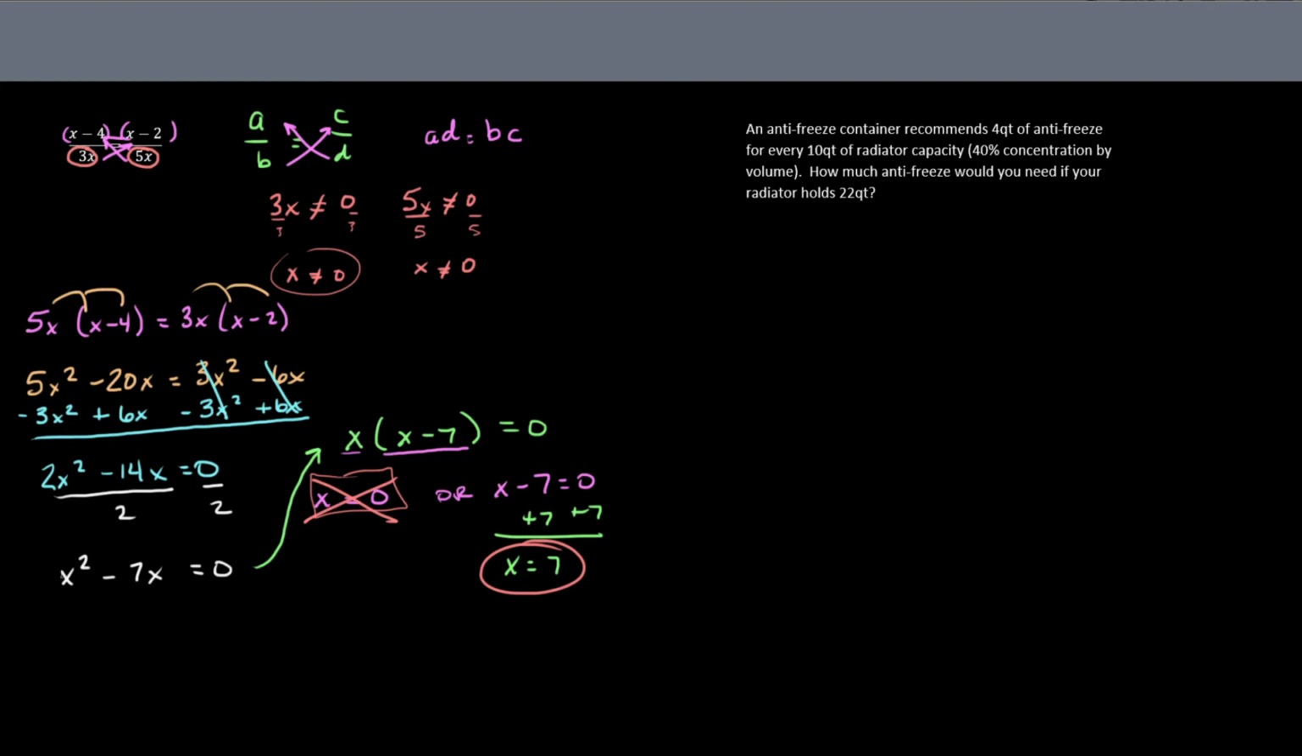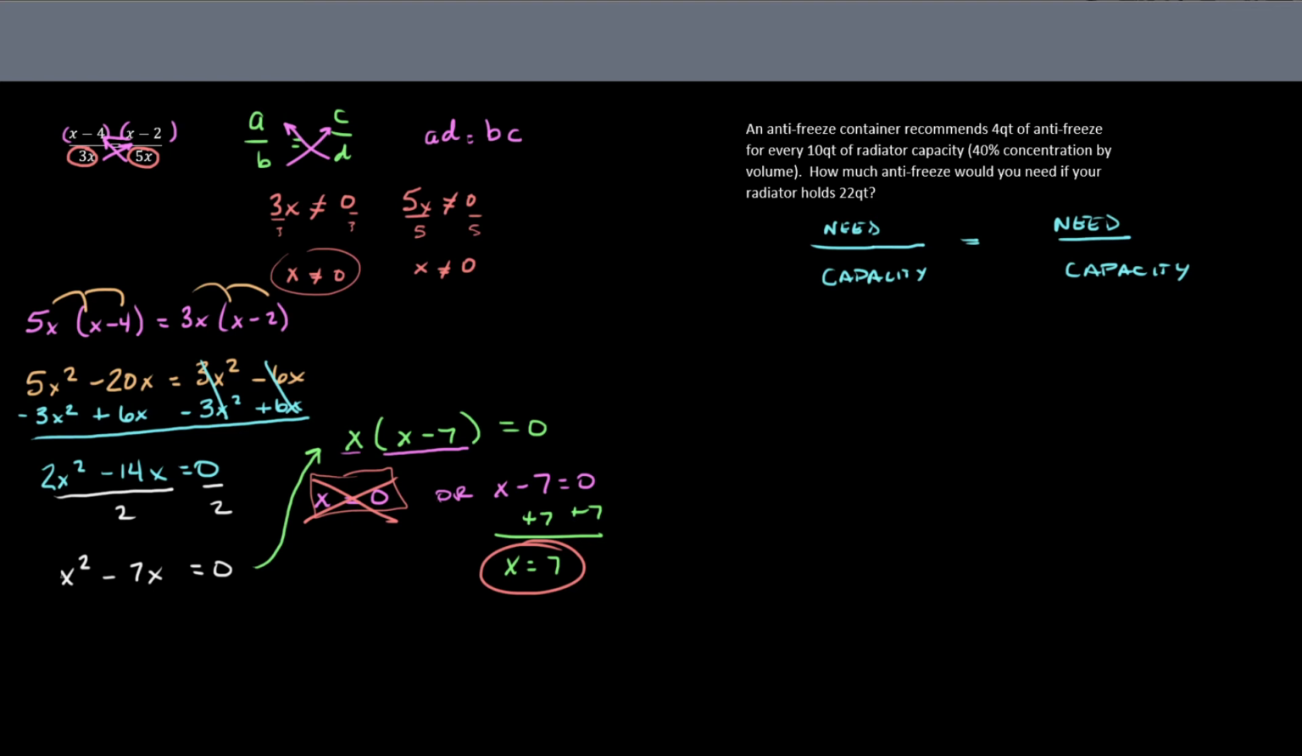Now, the way that I recommend to my students to set these up is that your tops and your bottoms have to agree. So if I were to put a need in the top and a capacity in the bottom for one type of measurement, let's say for what the antifreeze container recommends, then my other side has to be a need on top and a capacity on the bottom. And then I can just fill in the blank.